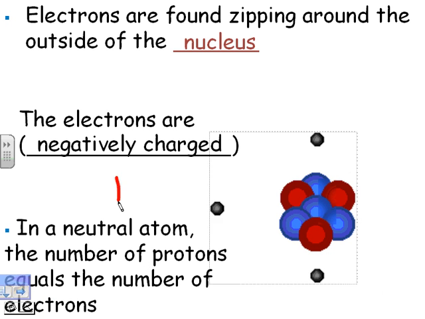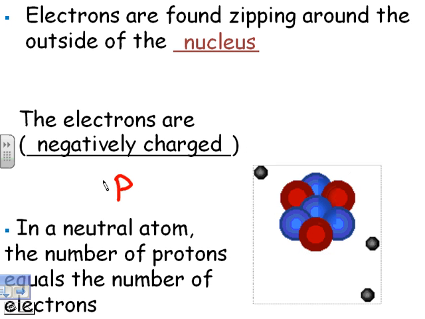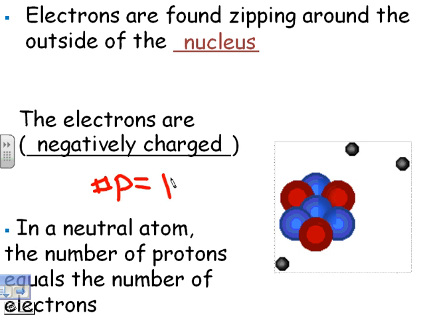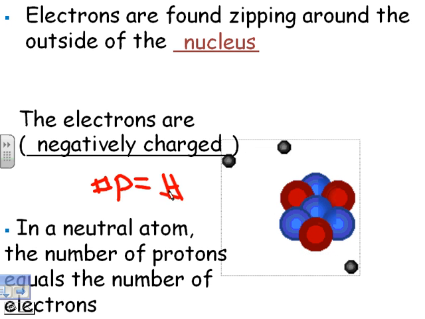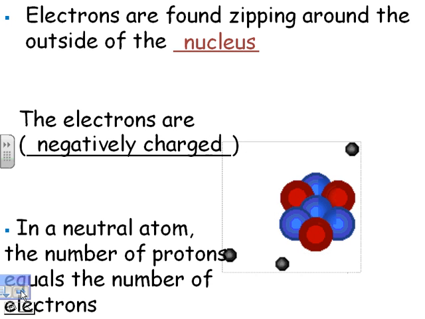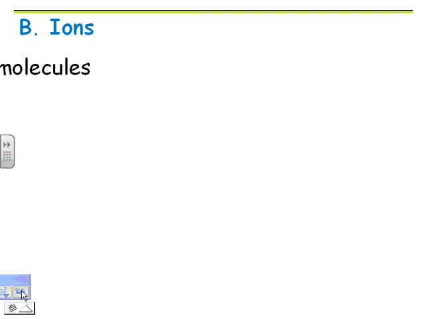The number of protons equals the number of electrons. There. That's pathetic. Okay, ions.